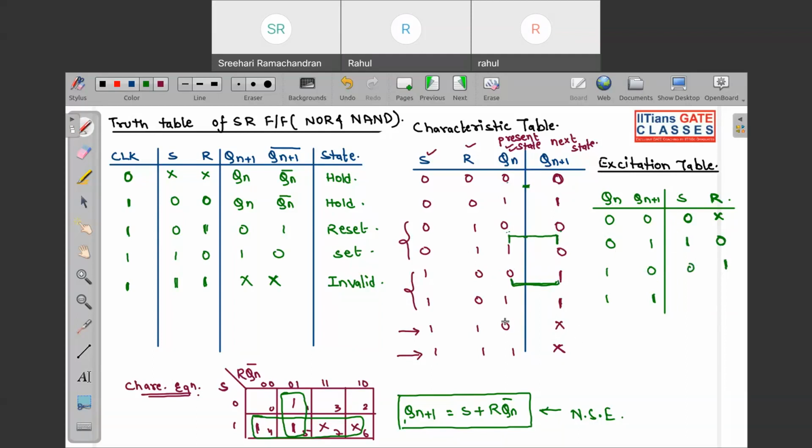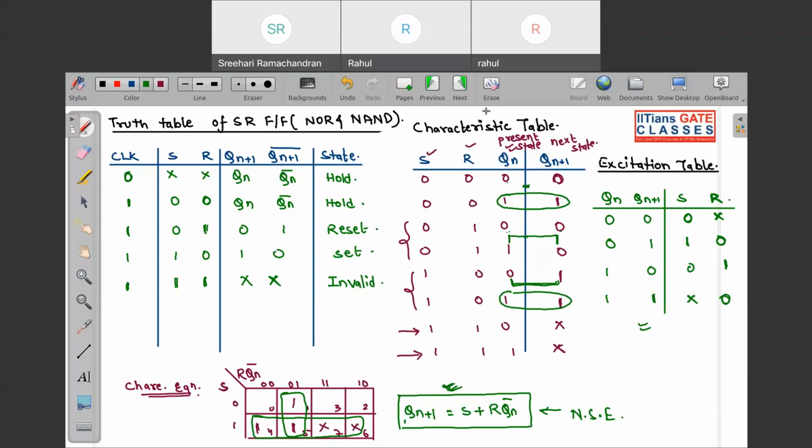Now look for 1, 1. So 1, 1 we have at this place and also at this place. So for 1, 1, here it is 0, 0. Here it is 1, 0. So we are going to write don't care 0. Okay, don't care 0. Now you might be wondering how to remember this excitation table. So you need to always remember these two: the next state equation and the excitation table.